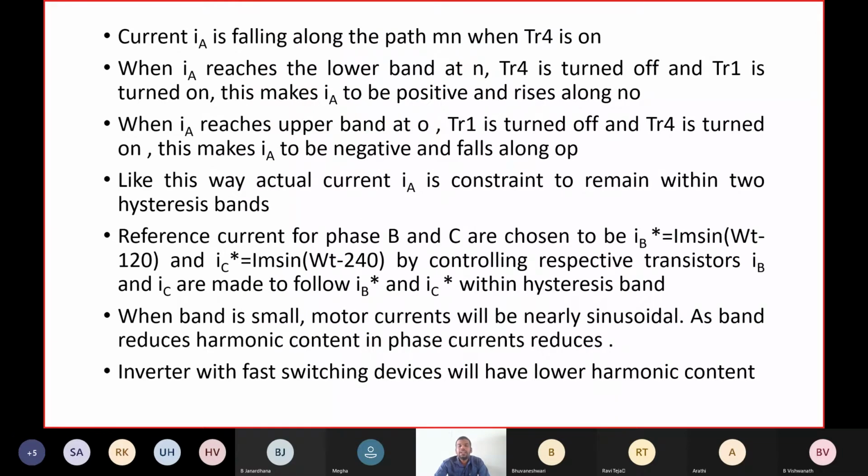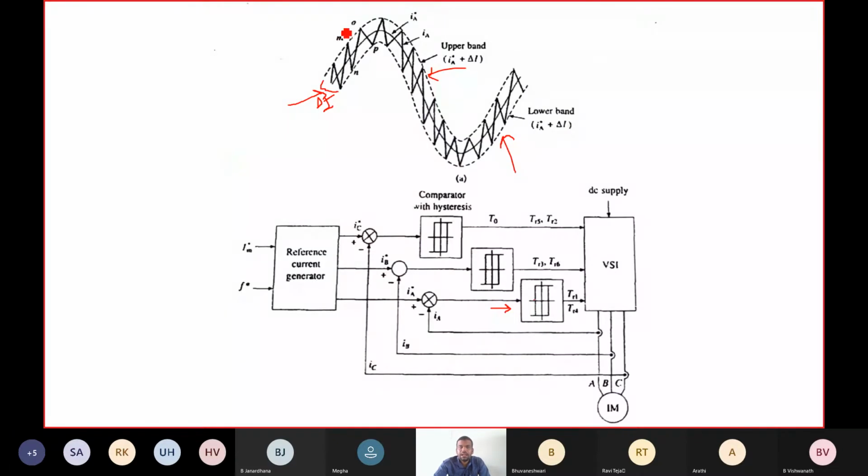So when current IA is falling on the path Mn, then TR4 is on. When TR4 is on, IA is negative, that is, current starts flowing from M to N. Current flows from the upper band to the lower band in the hysteresis reference bands. So this is the concept of the current regulated voltage source inverter.